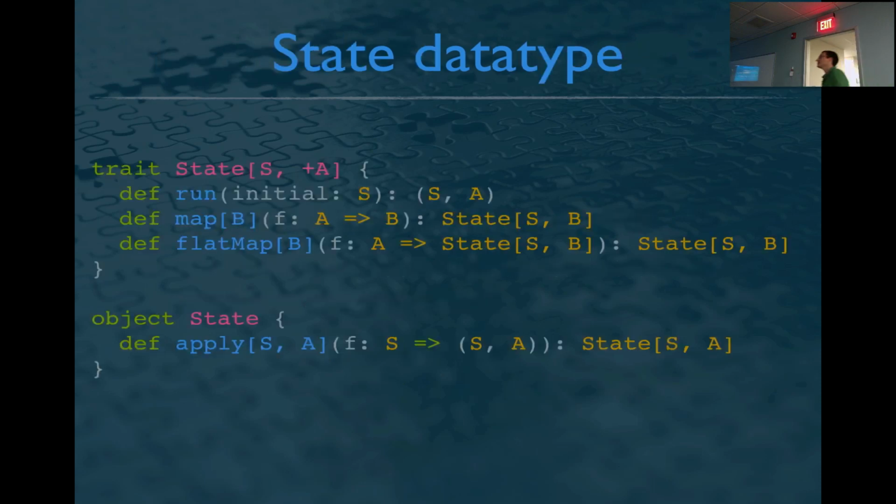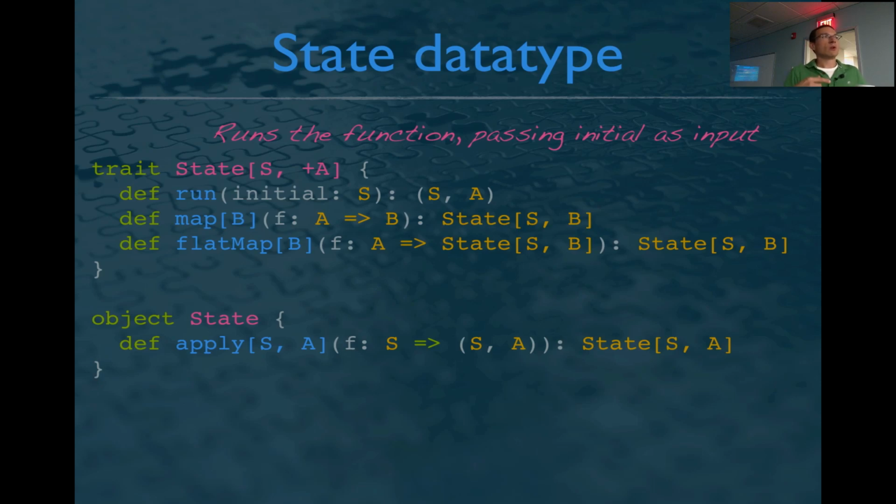So consider this. We're going to have a new data type. We're going to call it State. It's generic in S and A. So we have a state type and we have a value type. We're going to have a couple different methods here. The basic idea here is that State is going to wrap a function from S to tuple (S, A). That's all it's going to do. It's just a data type that wraps that.